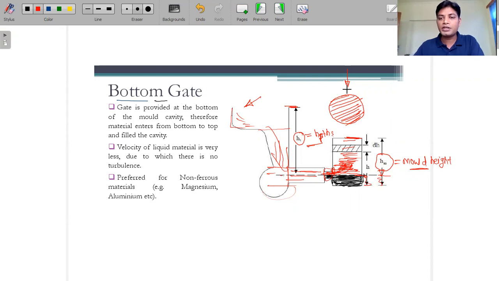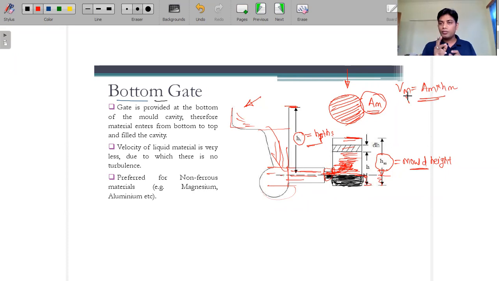We are making a solid cylinder. This top section, the cross section, is a cylinder of some height, that is hm. The cross section area you can consider as Am. So this is the cross section area, and this is the height. The volume of this mold can be calculated as Am into hm, the total volume.